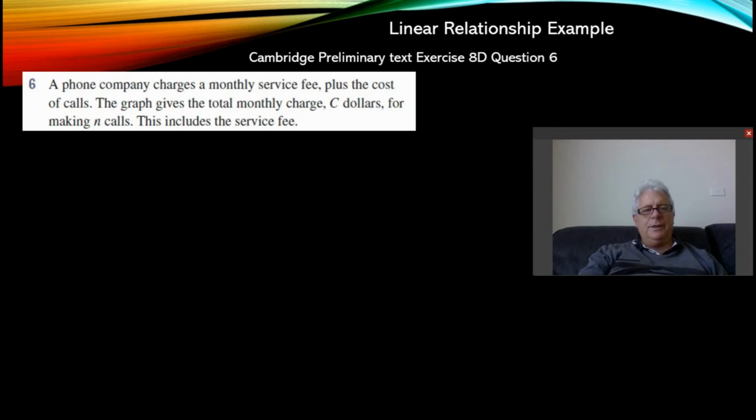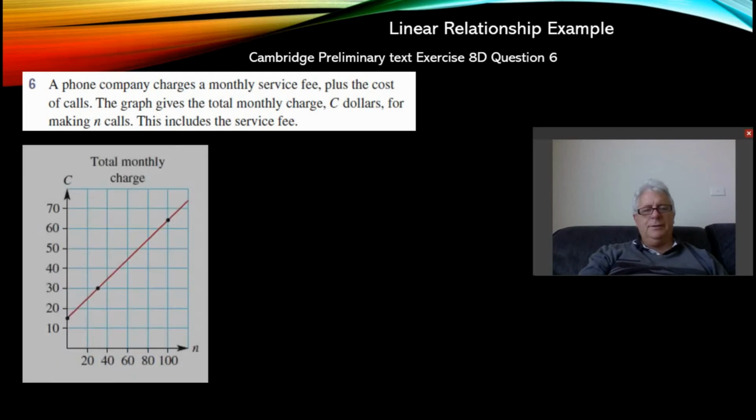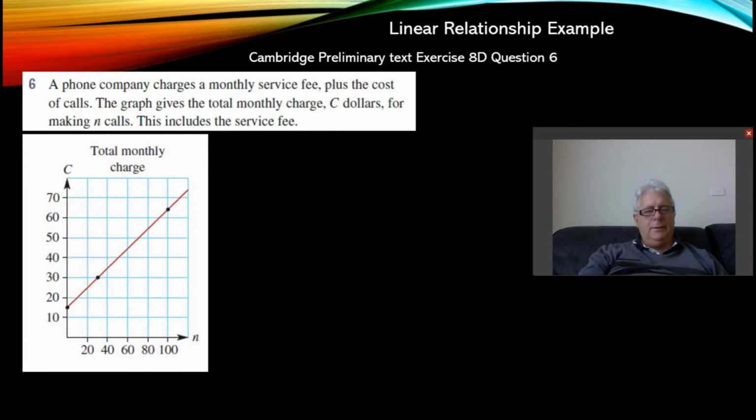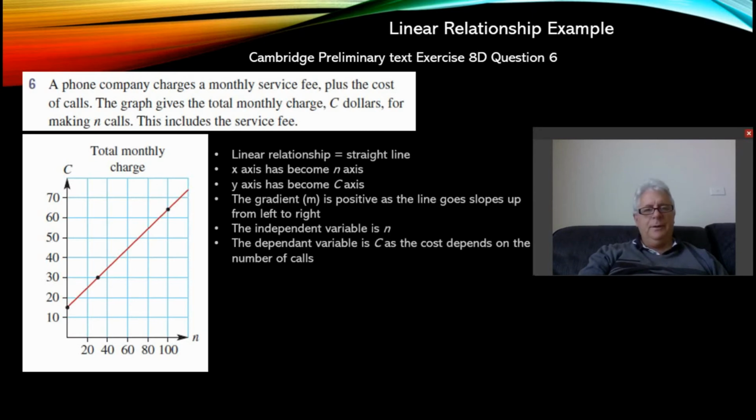A phone company charges a monthly service fee plus the cost of calls. The graph gives the total monthly charge, C dollars, for making N calls. This includes the service fee. So here's the graph, and I'm going to put up some of the things that I saw are the same and some things that are different from the graphs that we're used to.